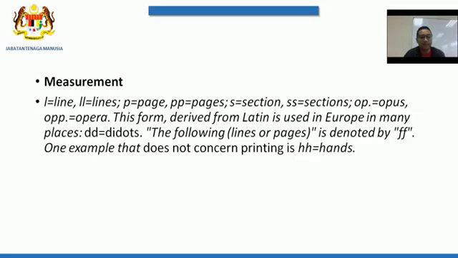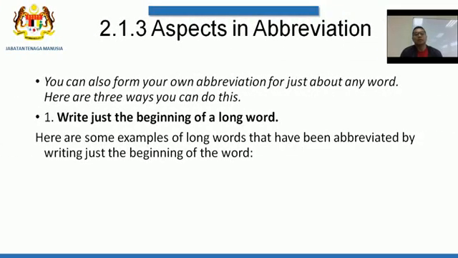On to our next slide. Right, 2.1.3 aspects in abbreviation. Okay, you can also form your own abbreviation for just about any word.